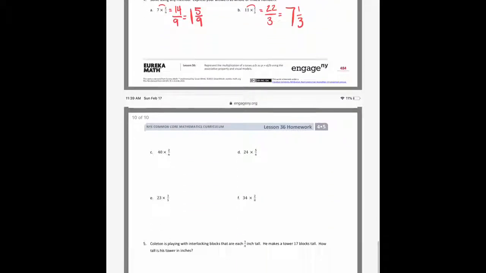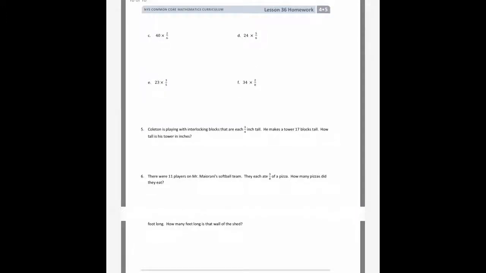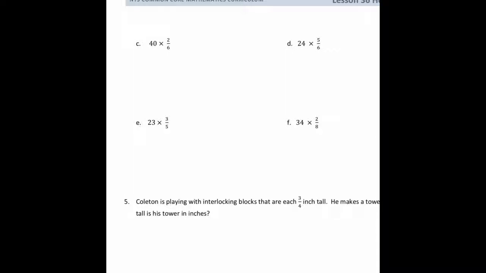Okay, C. Now these numbers are getting pretty big, so I'm going to cross out a few because I feel like the numbers we're multiplying by are unnecessarily big, but let's try C. Let me cross out this one. Okay, 40 times 2 is going to give you 80, so you'll get 86.